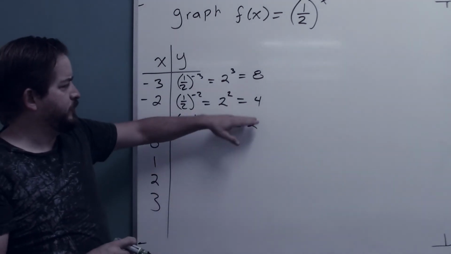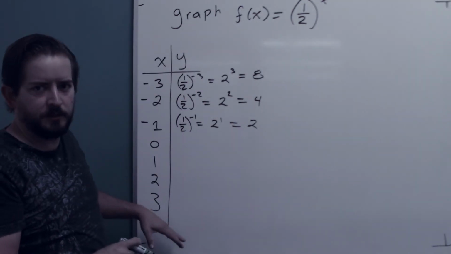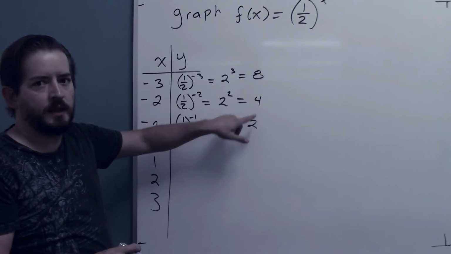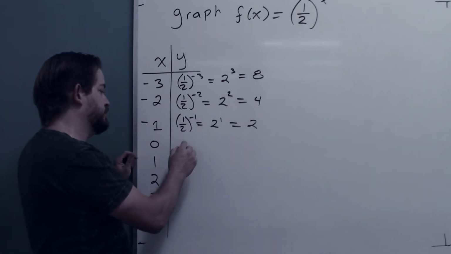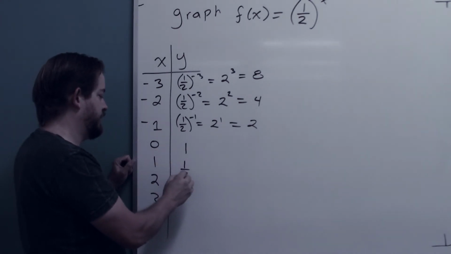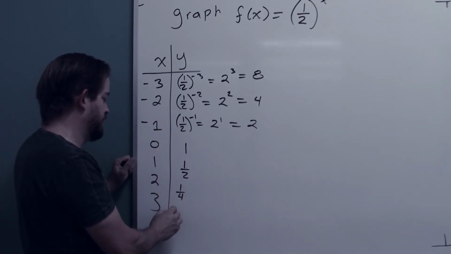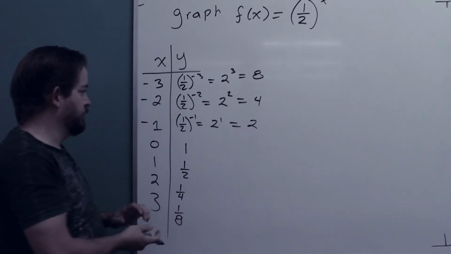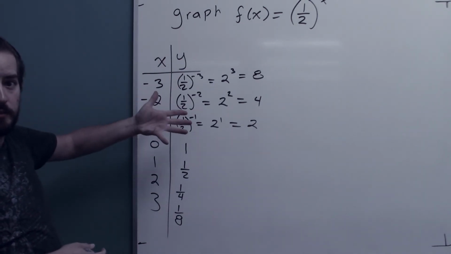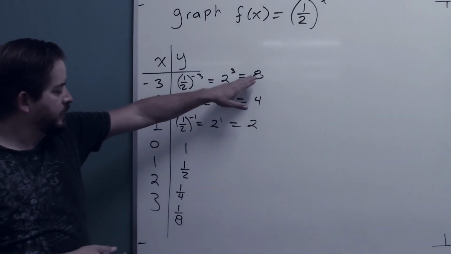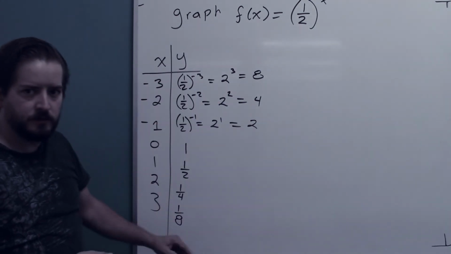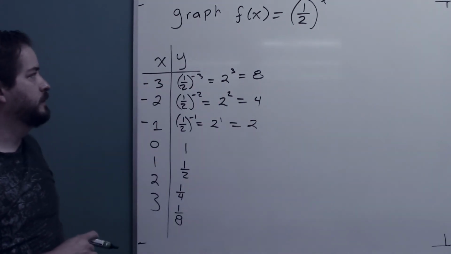Once you recognize this pattern, you can actually dump the algebra and just go with the pattern. 8, half of 8 is 4, half of 4 is 2, half of 2 is 1, which makes sense because anything with a 0 exponent is 1. Half of that is 1/2, half of that is 1/4, half of that is 1/8. And you'll note that this is just the last y values we got from 2 to the x flipped, right? We had 1/8, 1/4, 1/2, 1, 2, 4, 8. Now we've got them all in the opposite order, right?